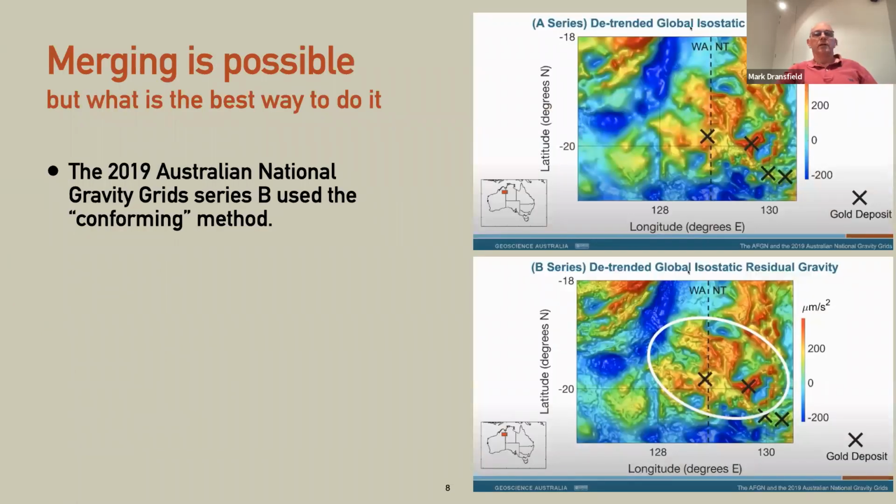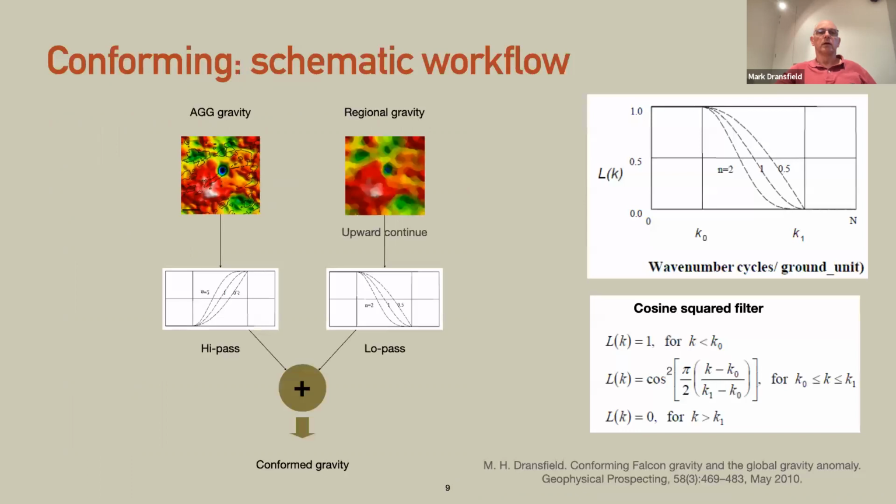Well, we've already had it demonstrated to us that this is possible to do. We can merge data sets from different sources and come up with an improved product, a very clearly improved product. And the method that was used here is the conforming method. So I want to talk about that for a few moments. The conforming method is pretty simple.